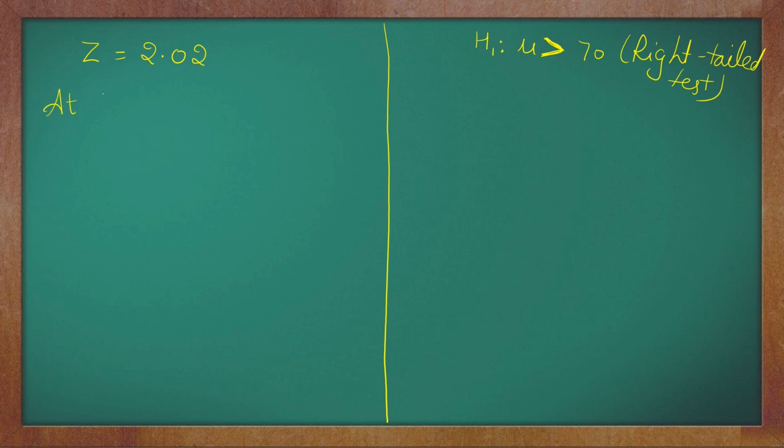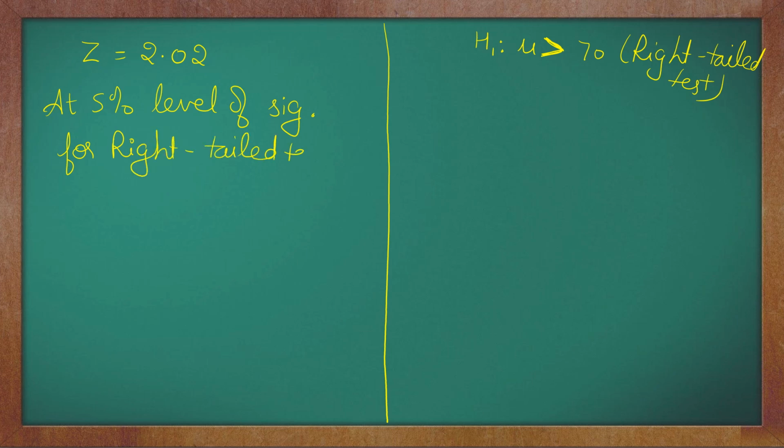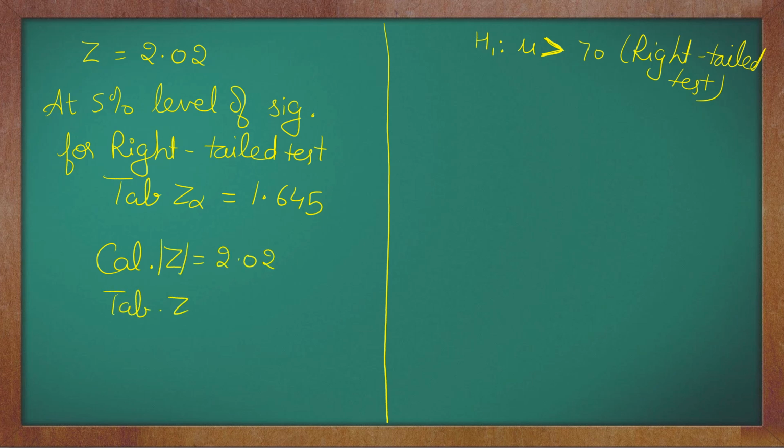So at 5% level of significance, for a right tail test, the table value, you can see from the table, is 1.645. So my calculated value is 2.02 and my table value is 1.645. So my calculated value is greater than the tabulated value, same as the previous question, guys.